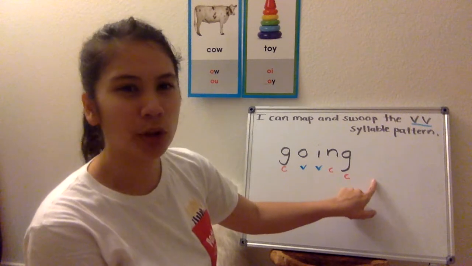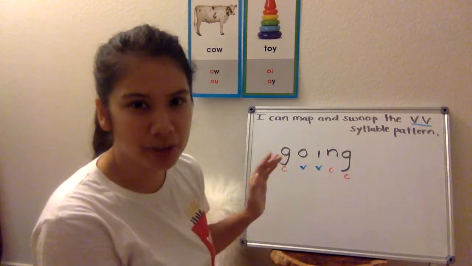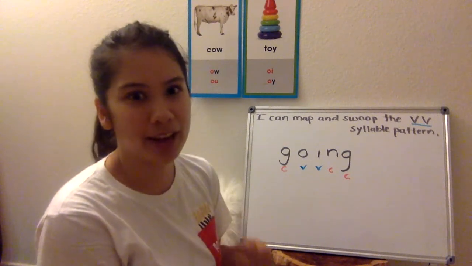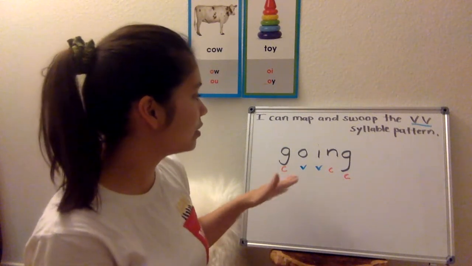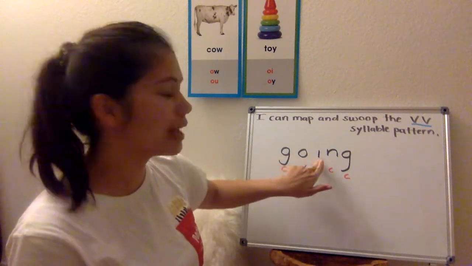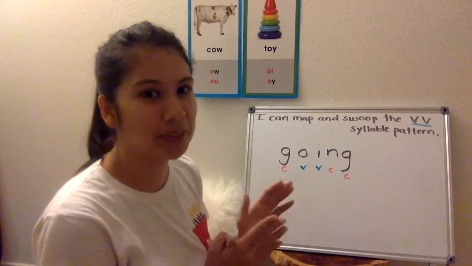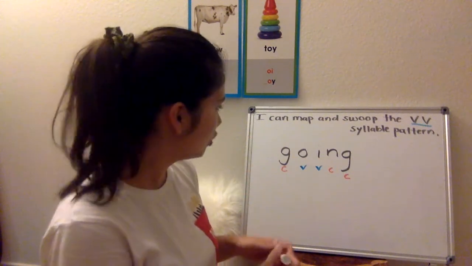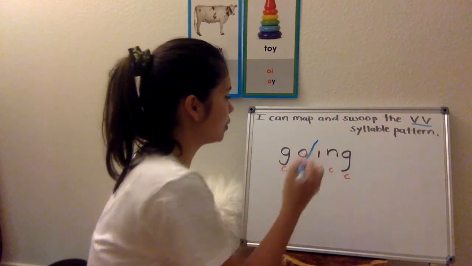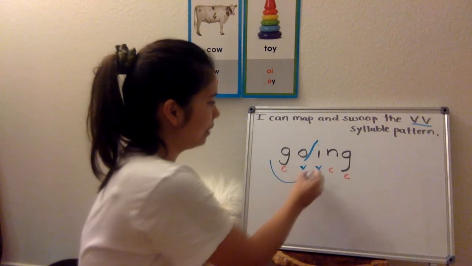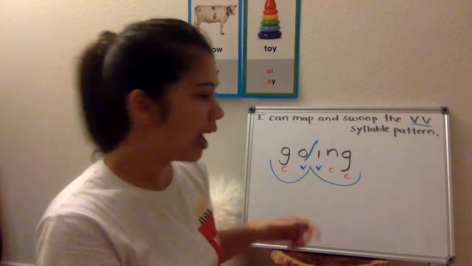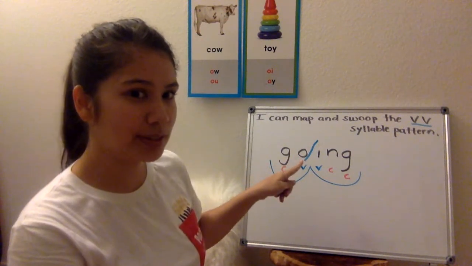Going. Going is not a word, so I know that it's not going to be the diphthong sound oi because going is not a word that I know of. And so now I'm going to split or divide my syllables because I know that these two vowel sounds must be their own sounds because when I put them together, it didn't make sense. So I'm going to split right between those vowel sounds with my slash, and then I'm going to map it like this.